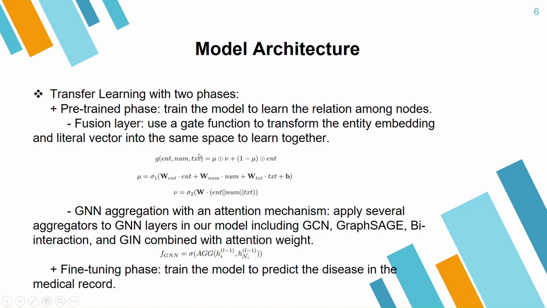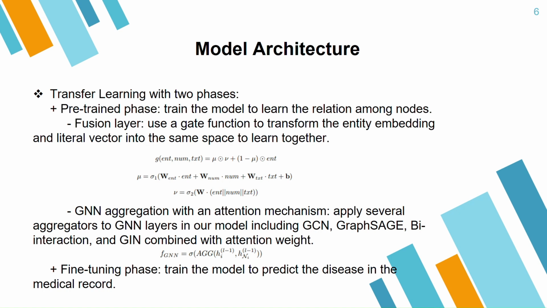Look at the equation. We use the gate mechanism and we transform the entity, numerical and textual vectors into the same space to learn together. And in the pre-training phase, we use GNN aggregation combined with the attention mechanism to leverage the graph structure.